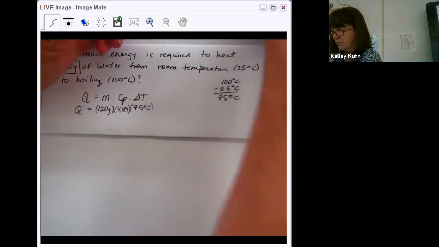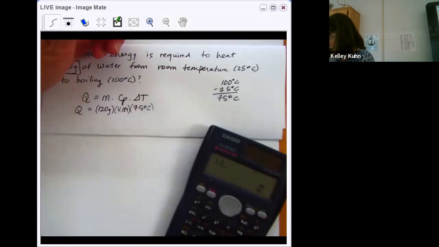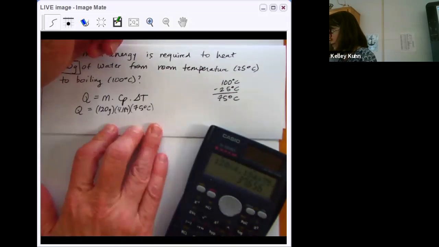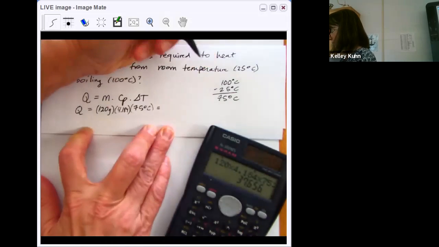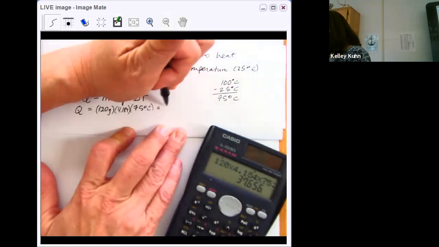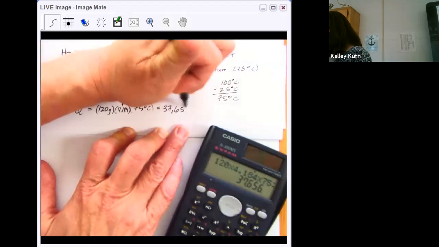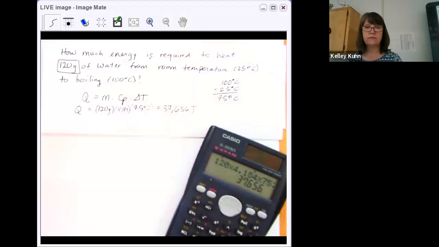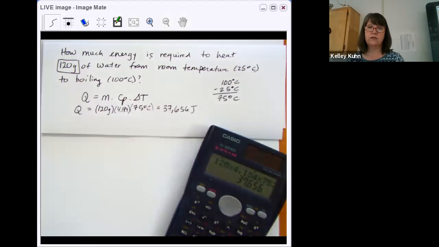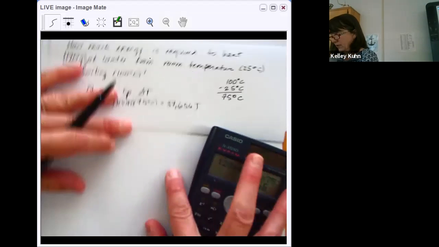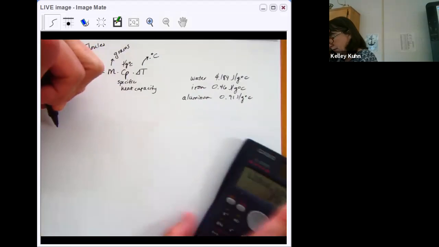I'm simply going to multiply 120 times 4.184 times 75, and I'll find out that the amount of energy it'll take to heat that water from 25 to 100 is 37,656 joules. Not too hard. So you can also be asked to solve for one of the variables on the right. For example, let's say that I have this problem.